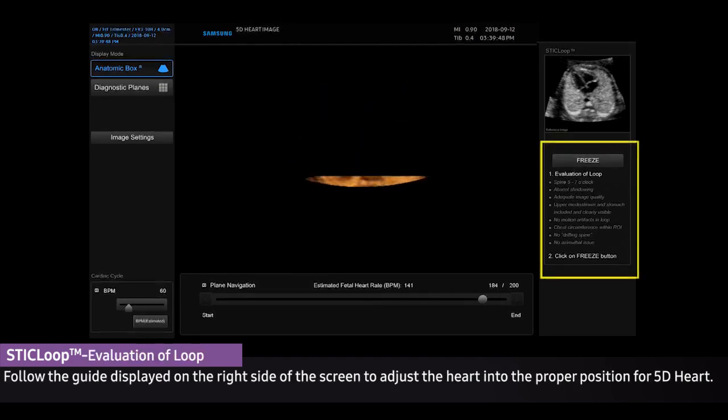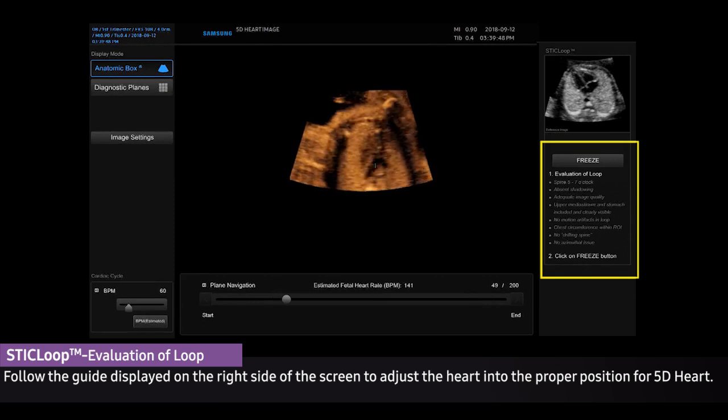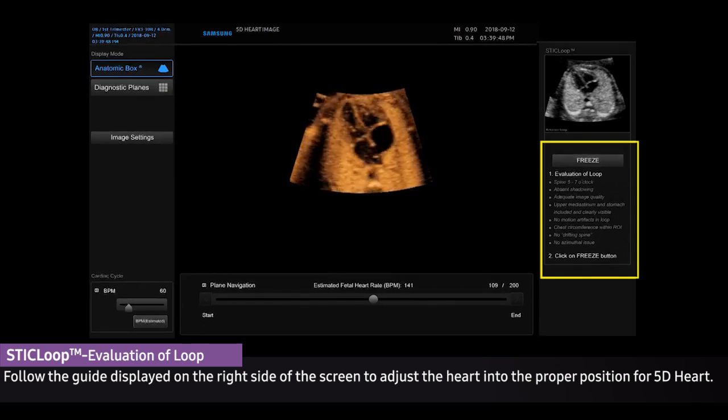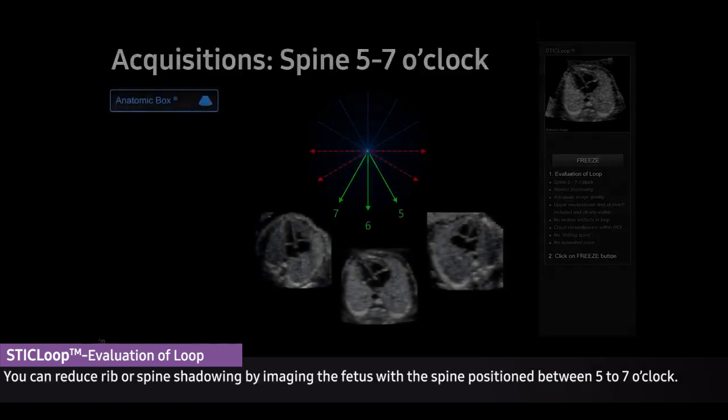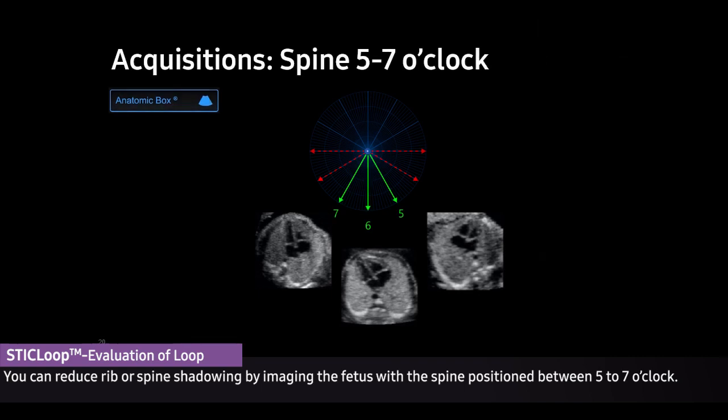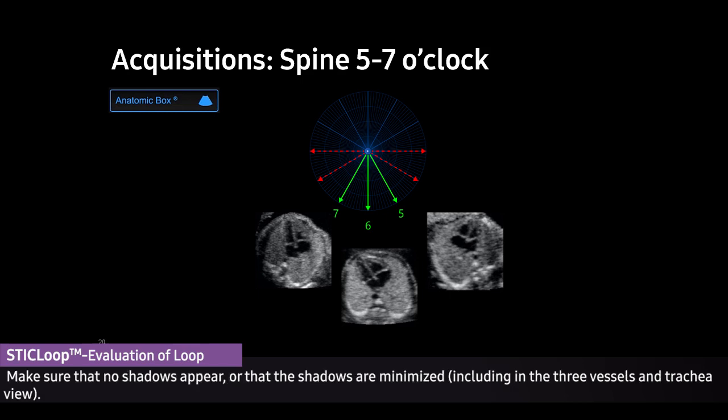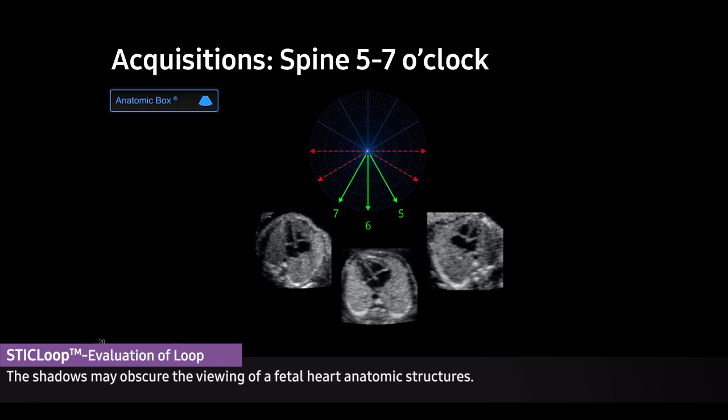Follow the guide displayed on the right side of the screen to adjust the heart into the proper position for 5D Heart. You can reduce rib or spine shadowing by imaging the fetus with the spine positioned between 5 to 7 o'clock. Make sure that no shadows appear or that the shadows are minimized, including in the 3 vessels and trachea view. The shadows may obscure the viewing of fetal heart anatomic structures. Appropriate image quality is necessary for diagnostic purposes.